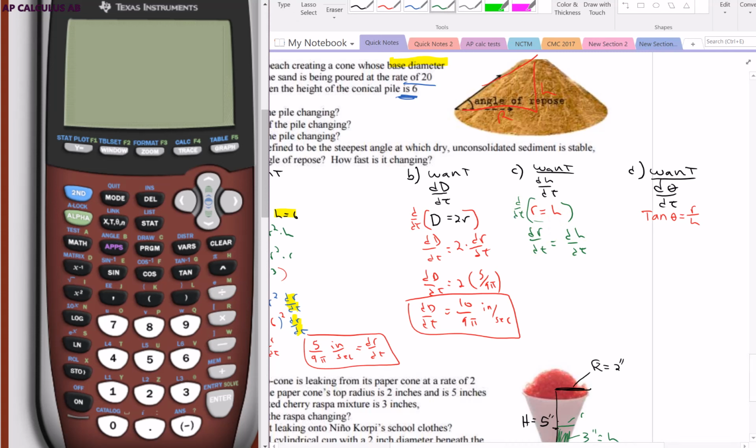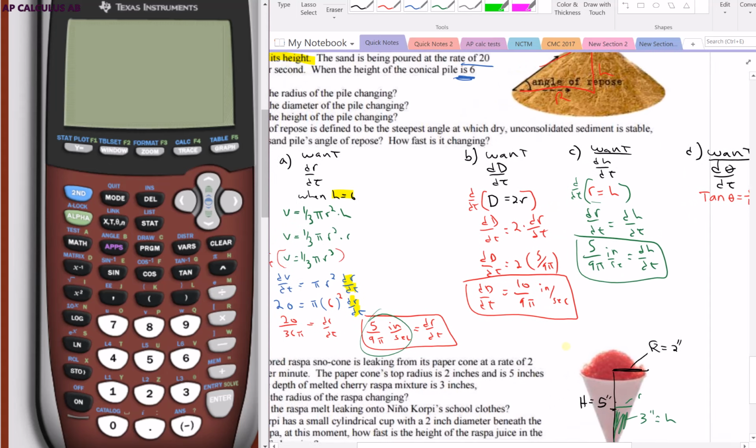And I know dr/dt, right? I figured that out over here. So this is 5 over 9 pi inches per second equals dh/dt, right? Just plugging it in there. Same answer. And then the last one is tricky, but not that bad.